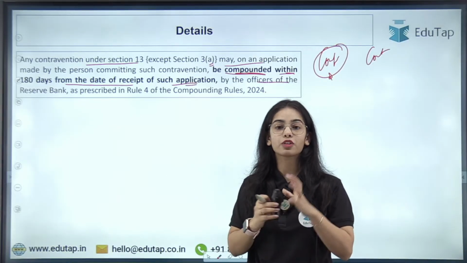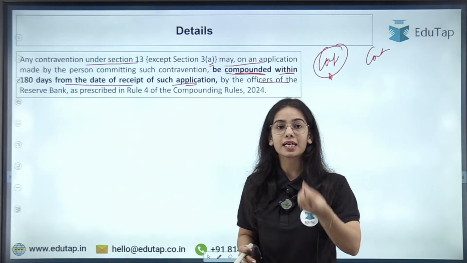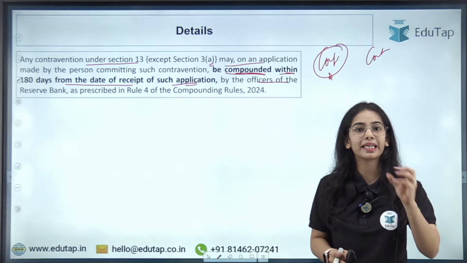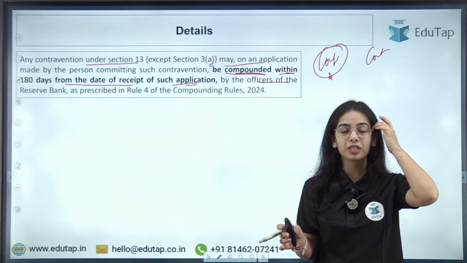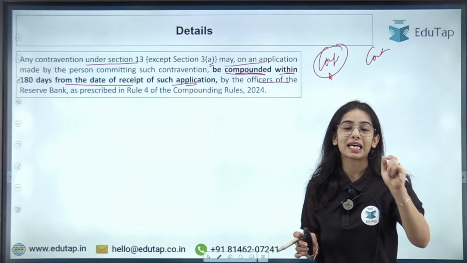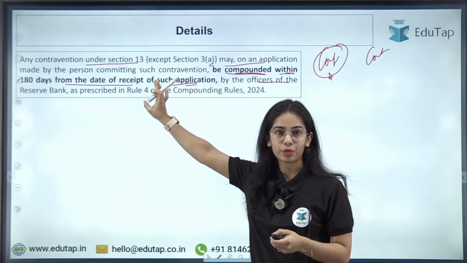So in the case where the person has pleaded guilty, where the person is voluntarily asking the RBI, okay, I have done the mistake, can it be resolved with the RBI? RBI is saying that okay, this can be resolved, and the compounding process has to finish within 180 days of the receipt of the application, okay.